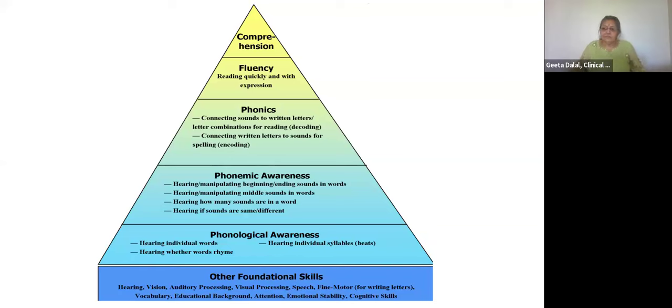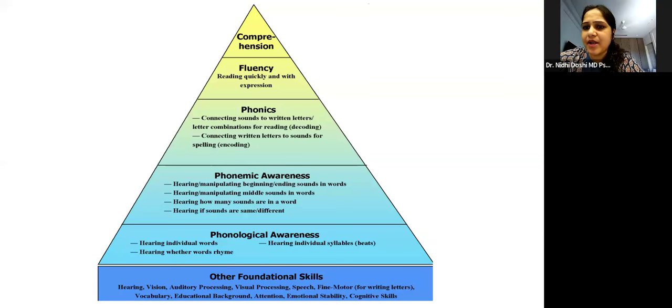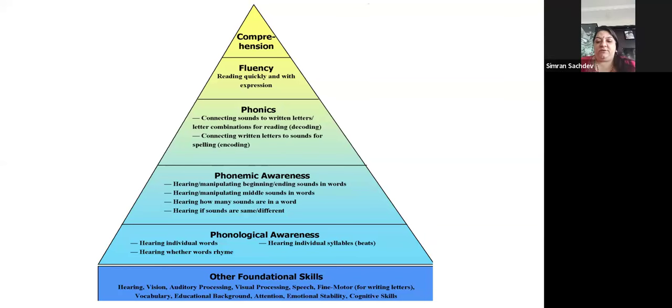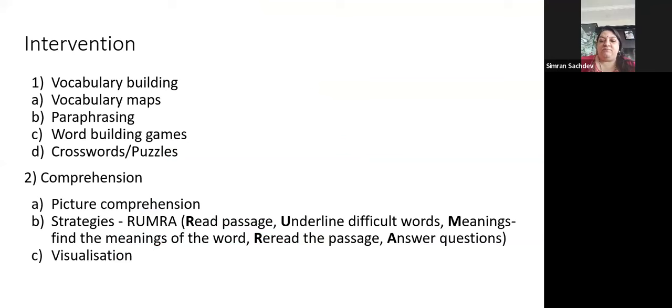I request everyone to please mute themselves so that ma'am can be audible. I request all the participants to mute themselves. Yes, Simran ma'am. Yeah. If you can have the next slide, it would be nice if it's possible. It's there. Yeah.